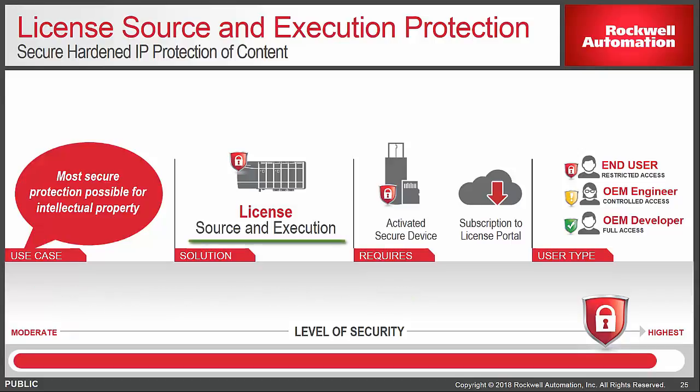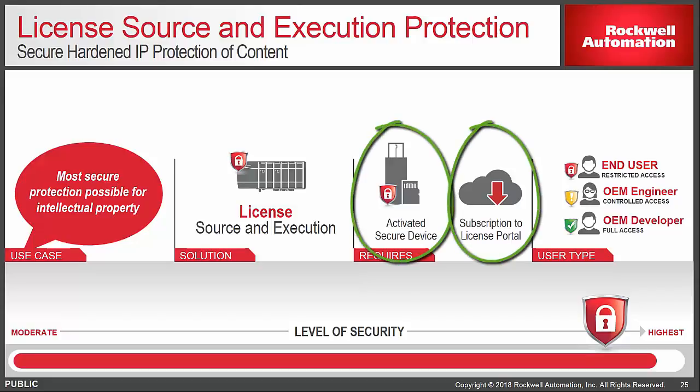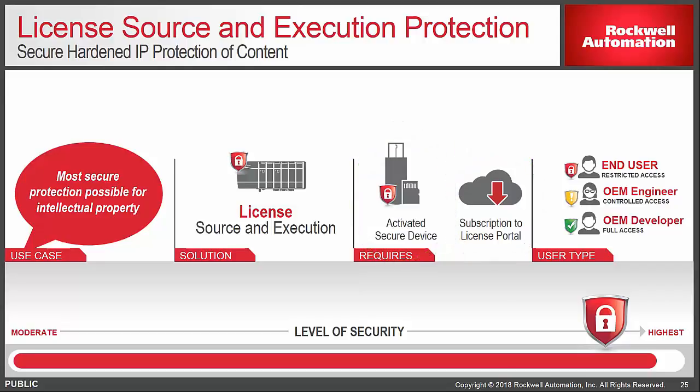Solution: license source protection. And what does this require? Well, it requires an activated secure device and a subscription to the licensing portal. This is ideal for OEMs or machine builders who have highly sensitive intellectual property on their machines being delivered to end users. It's also ideal for end users in heavily regulated industries where theft or modification of content is a serious concern.